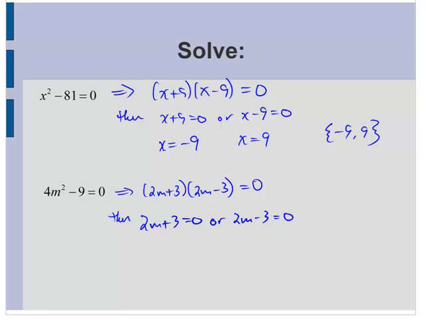And for the first equation, let's subtract 3 and divide by 2. And for the second equation, add 3 and divide by 2. So the solution set contains negative 3/2 and positive 3/2.